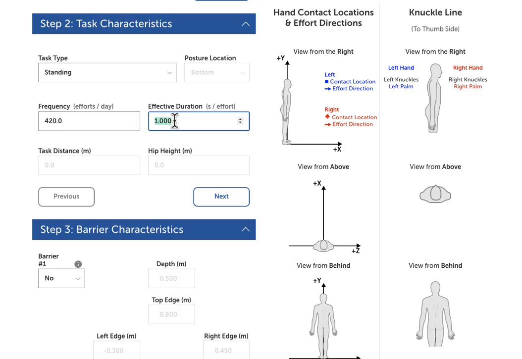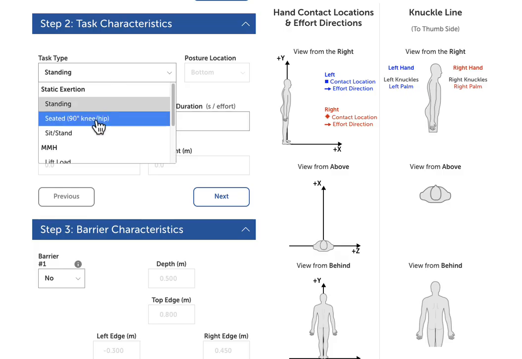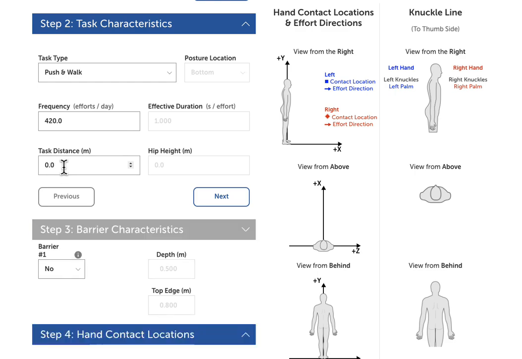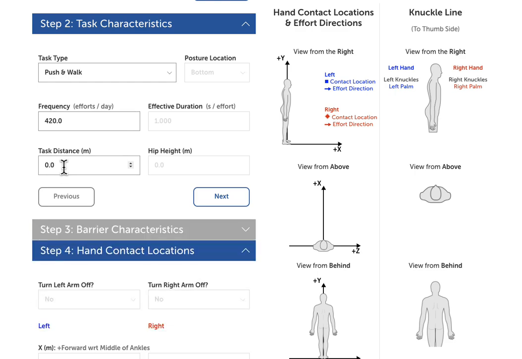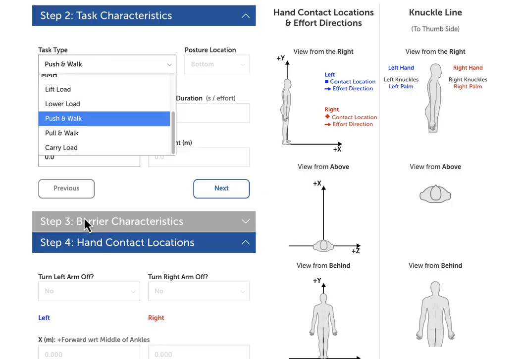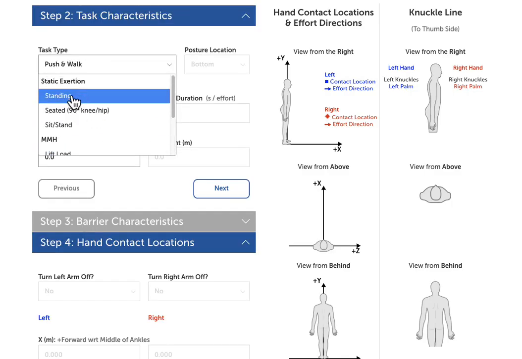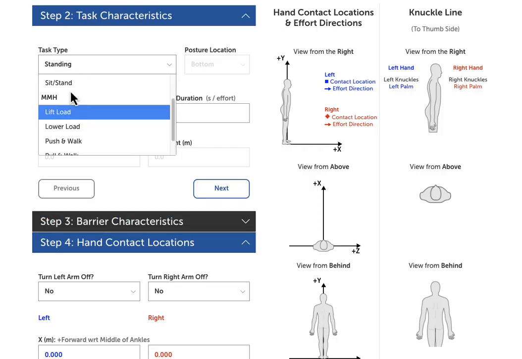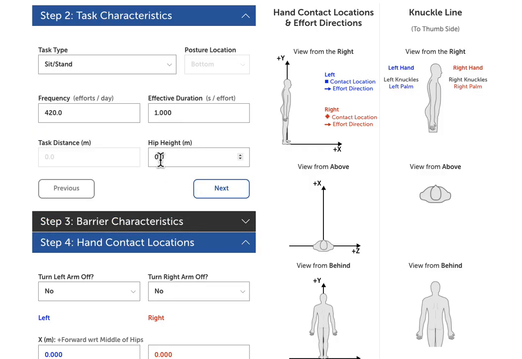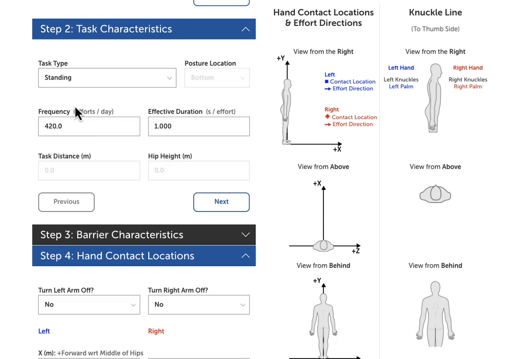The effective duration is how long the peak would be experienced. And there are some explanations of that in detail in the appendix in the user manual. But let's just assume this particular effort is done for 1 second. If you were to pick a pushing task, you would need to indicate, are they pushing at 5 meters? Are they pushing at 10 meters? But in this case, that's irrelevant, so that gets grayed out. As well, if you were to pick a sit-stand task, you would need to tell it how high the hips are. So how high is the sit-stand? And so that becomes relevant. But again, we're just going to do a standing static exertion here. Okay, so let's go on to the next one.